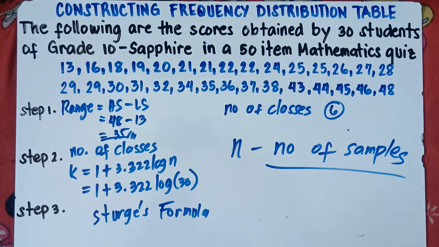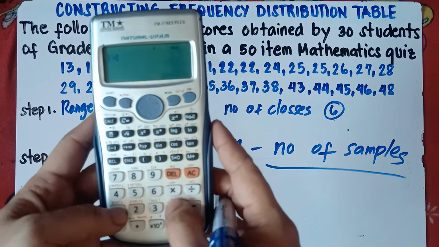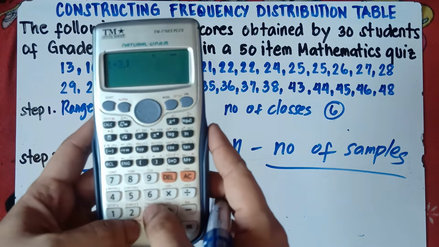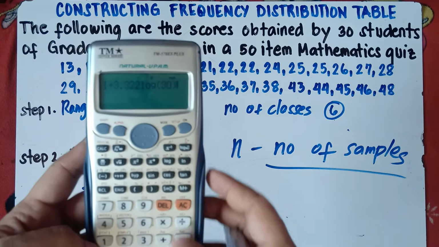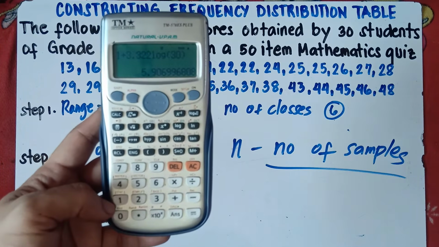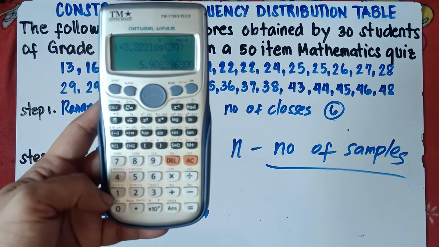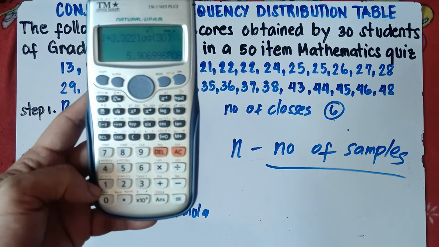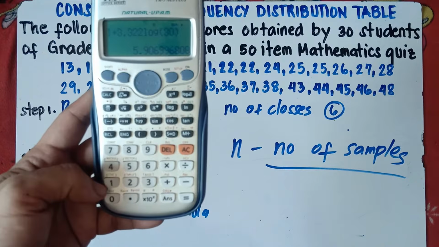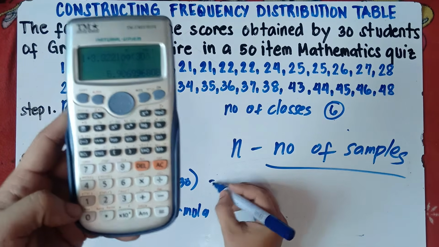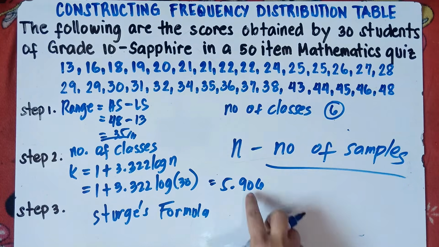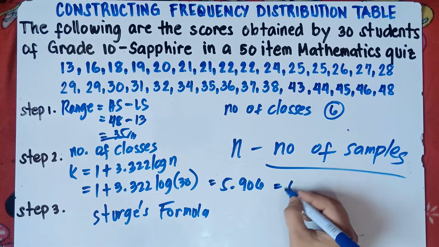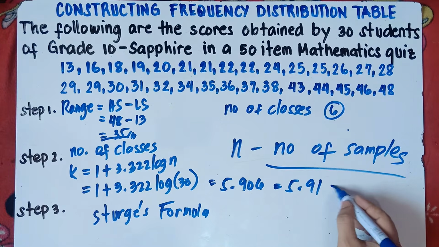Just simply use your calculator, class. 1 plus 3.322 log, then 30, close parenthesis, and your answer is 5.906. After the 0, that is 6, therefore this will be 5.91. And this will be rounded to 6.